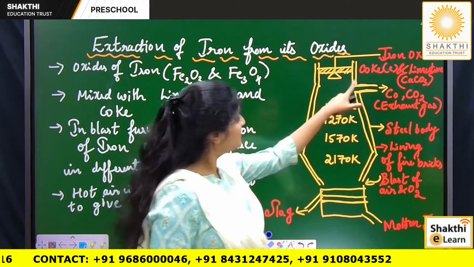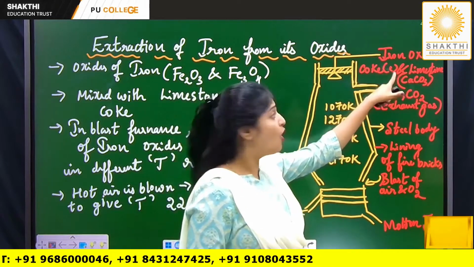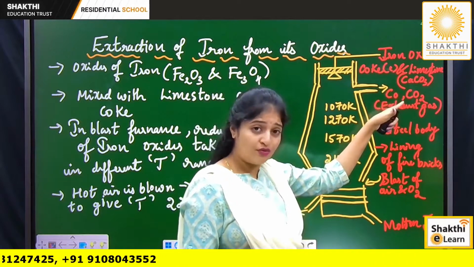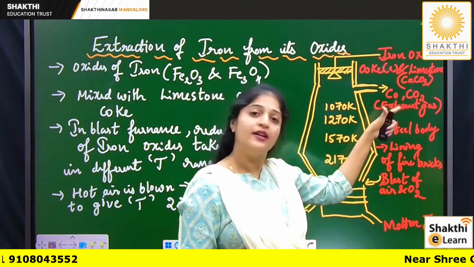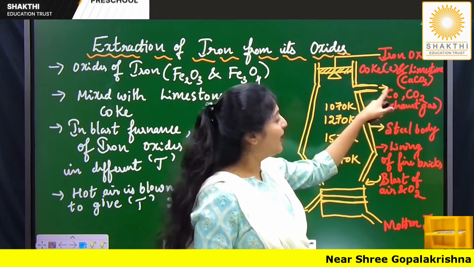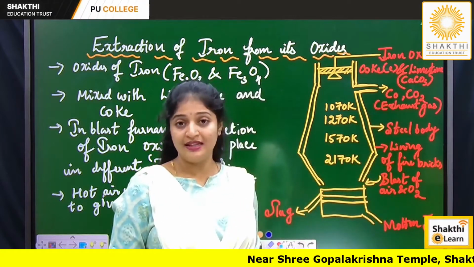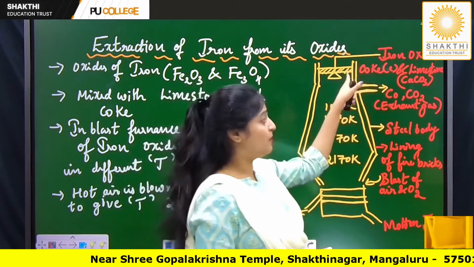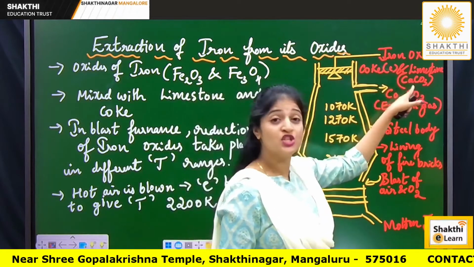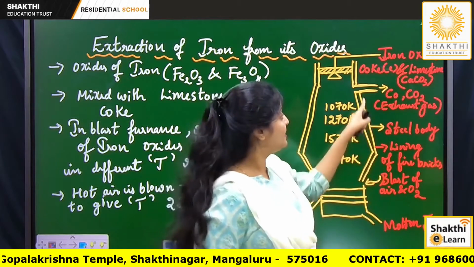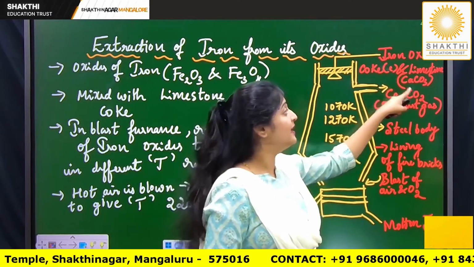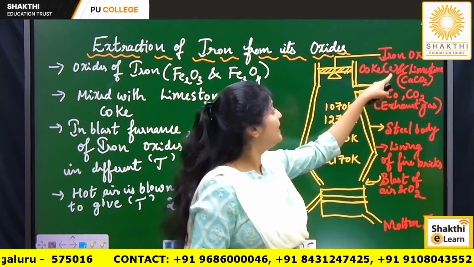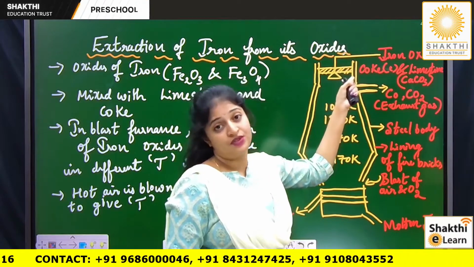Initially you will draw the composition, that is iron oxide. It can be oxides of iron, it can be hematite, or it can be magnetite. Hematite is Fe2O3 and magnetite is Fe3O4. It will be dropped from the top. Along with it, two more compositions have to be added: coke, that is carbon, and limestone, that is calcium carbonate. These three mixtures are fed from the top of the blast furnace.